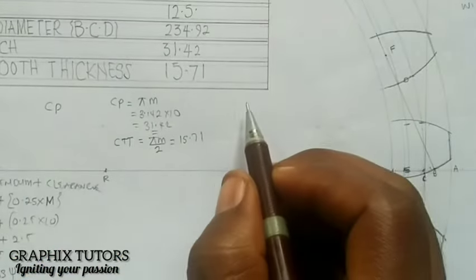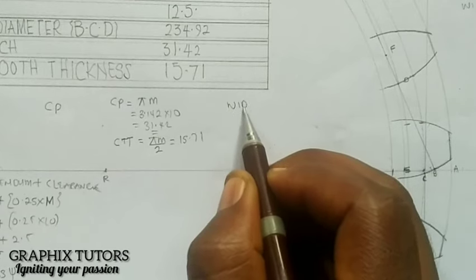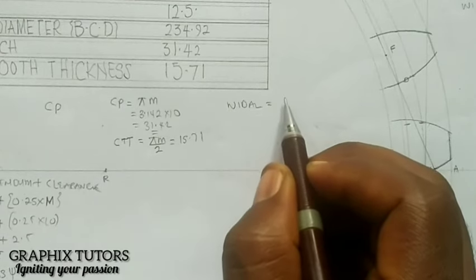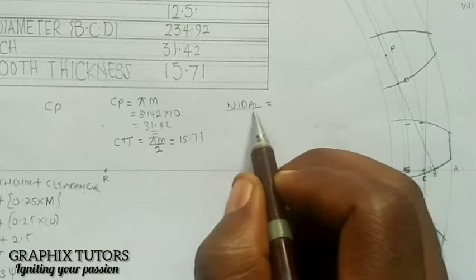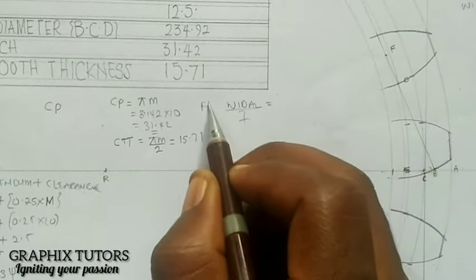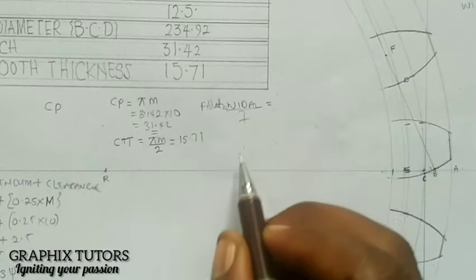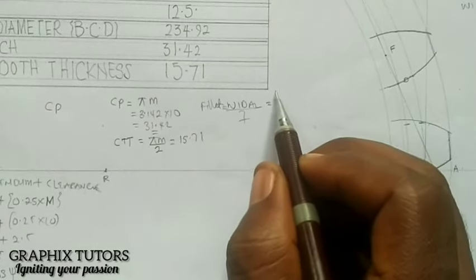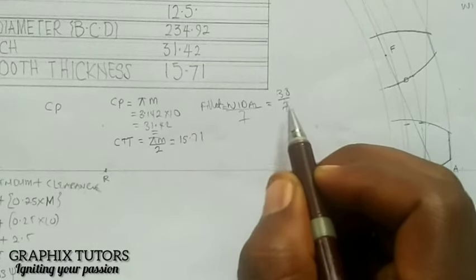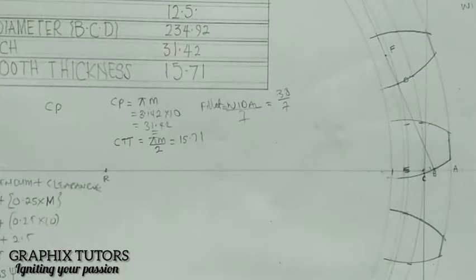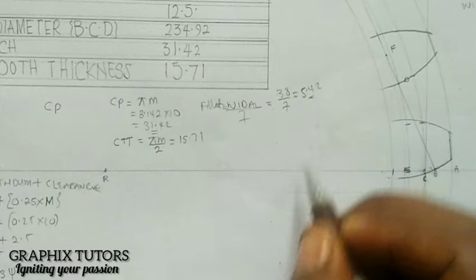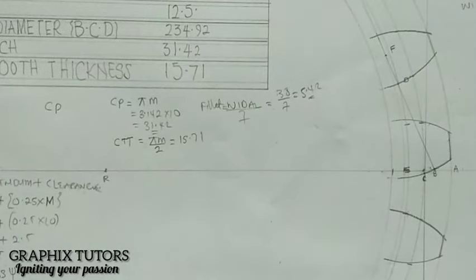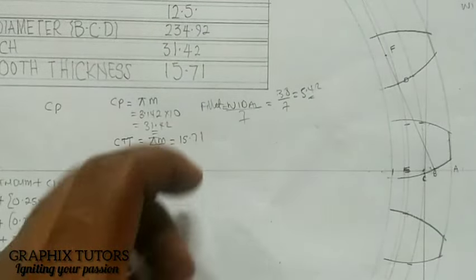So we know that my fillet is equal to the wider over 7. Are we good? So y over 7. And y that we got was 38 divided by 7. You need to arrange this uniformly. And we're having 5.42 millimeter. So with my compass, I'm going to measure 5.42.